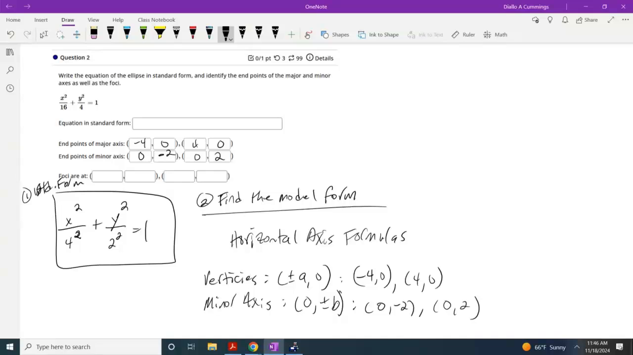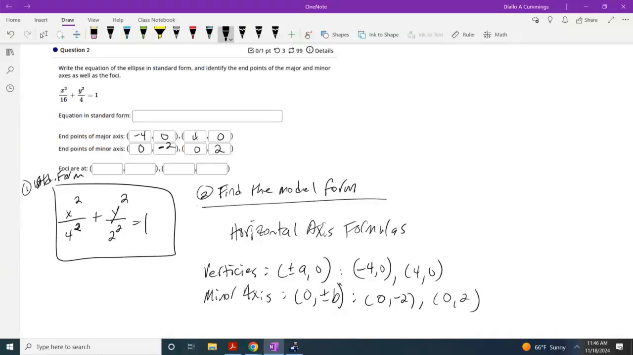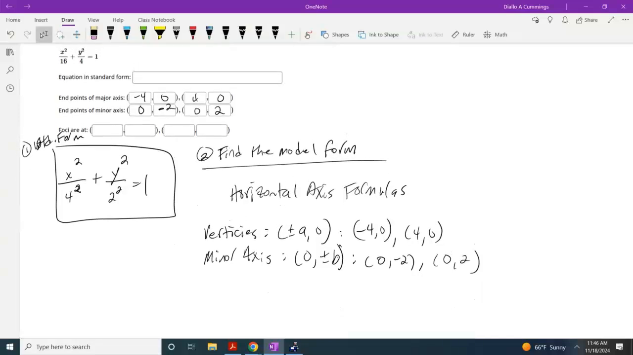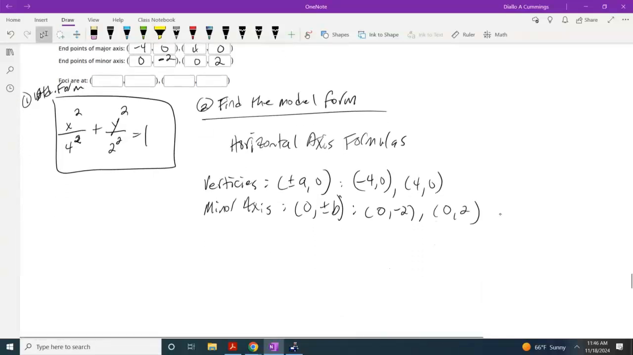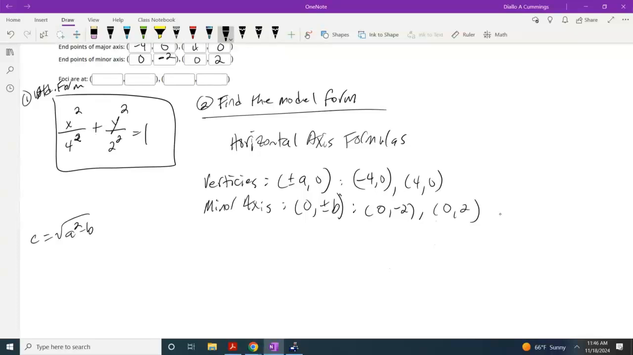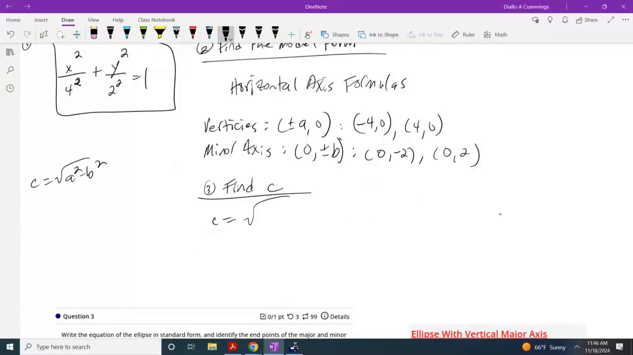Then it says the foci are located where? So to find the foci, remember we have to use c is equal to the square root of a squared minus b squared. So the next thing I'm going to do is find c, and then we can write out our foci points. So c is equal to the square root of a squared minus b squared. A squared is 16, right? Because 4 squared is 16. Minus 4, so c is equal to the square root of 12.